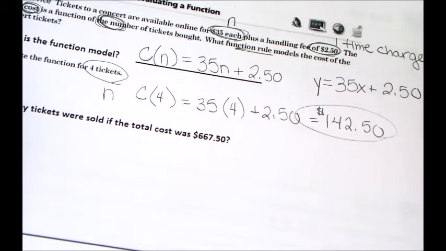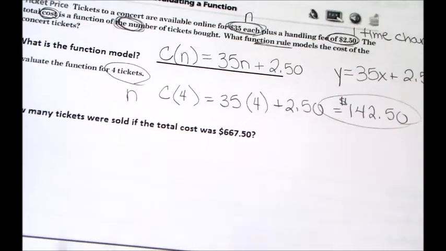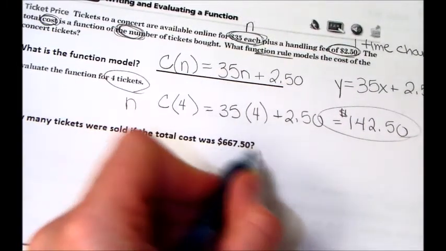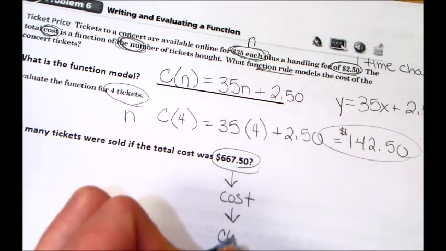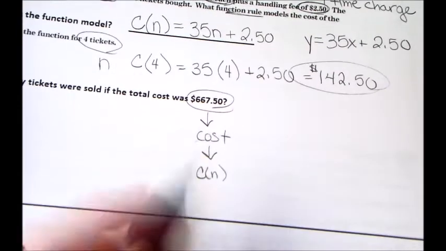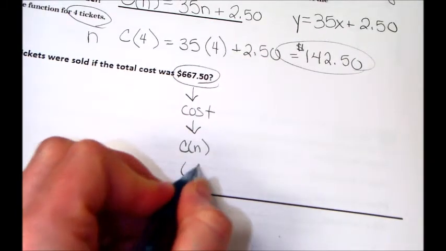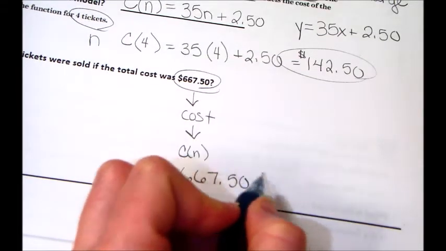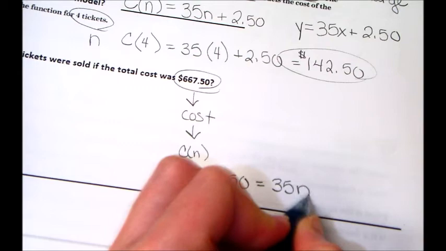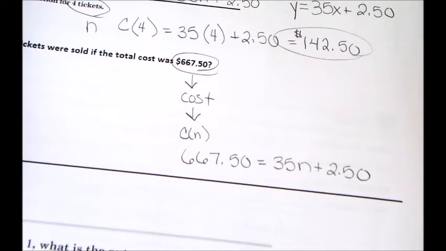Getting my calculator up now. How many tickets were sold if the total cost was $667.50? So this time, this is the cost. This is not how many tickets. So you're going to replace C of n, like all of C of n. It's not C times n, it's C of n. It's like the y value. So we do 667.50 equals 35n plus 2.50, and solve it using your basic Algebra 1 skills.